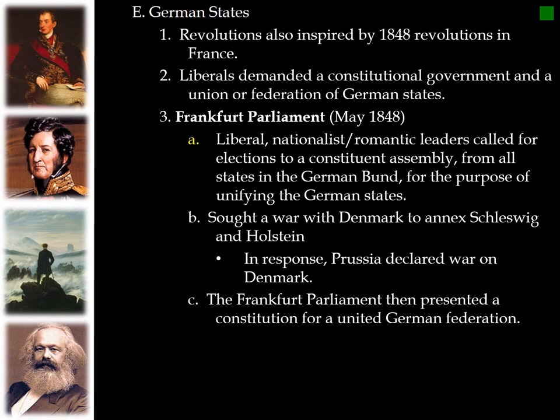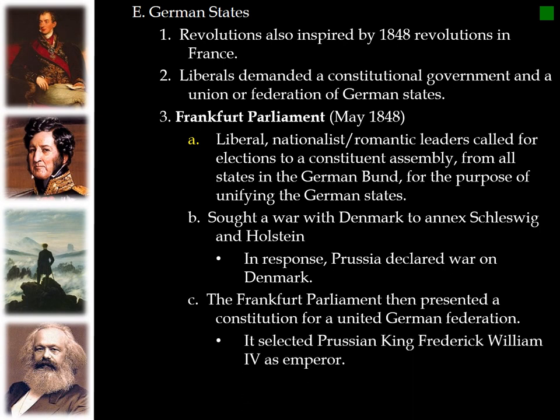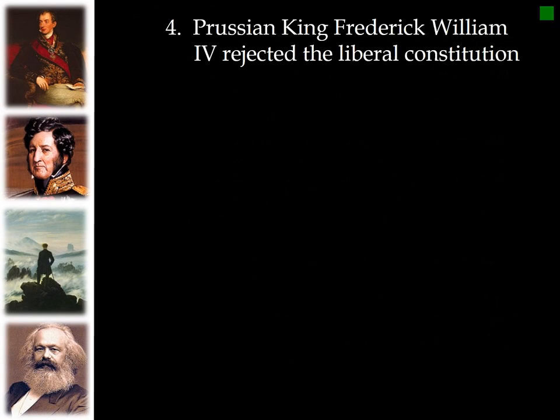The Frankfurt Parliament then presented a constitution for a united German federation to the authoritarian absolute king of Prussia. It selected that Prussian king, Frederick William IV, to be their new emperor. However, since they were of a liberal mindset, they wanted his power to be limited. They wanted a constitutional monarchy, not an absolute monarchy. And King Frederick William IV was an absolute monarch within Prussia. This will cause a problem for him. He does not want his power limited.